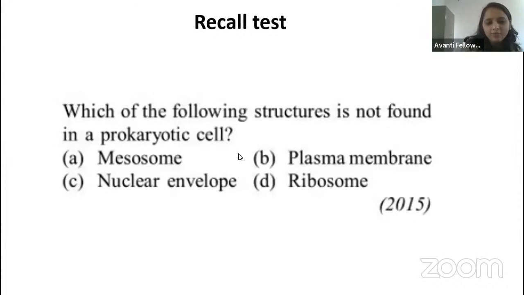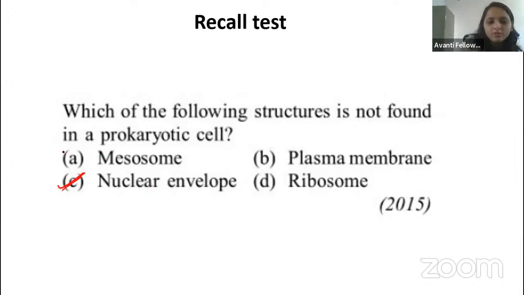Yes, correct, guys. So the correct answer is nuclear envelope, right? Nuclear envelope is not present in the prokaryotes, because the nuclear envelope is membrane bound. No membrane bound organelles are present in the prokaryotes. So that is the reason nuclear envelope is the correct answer.